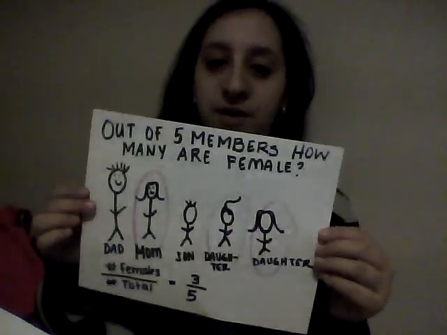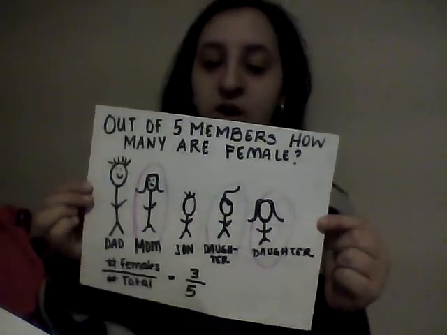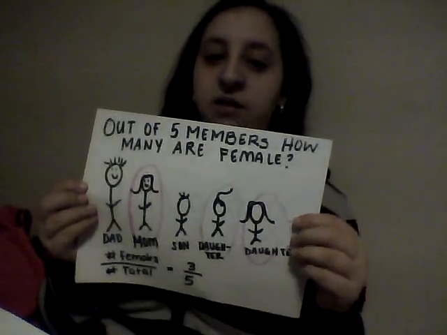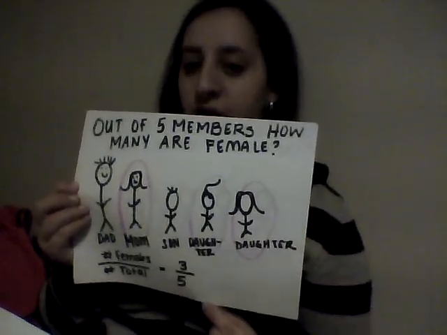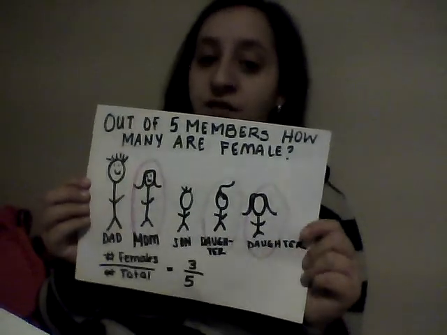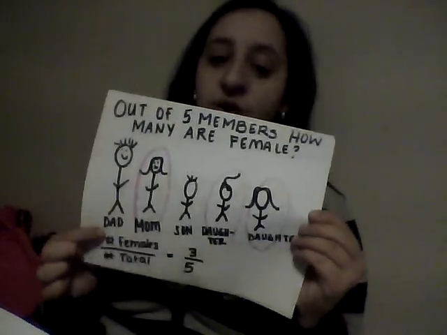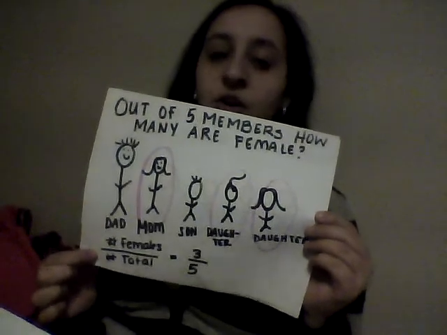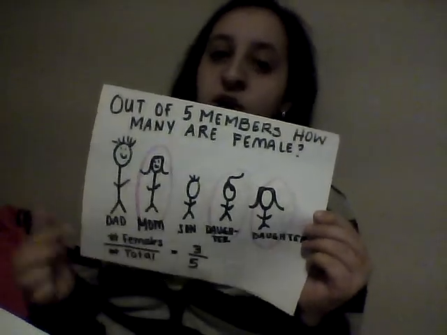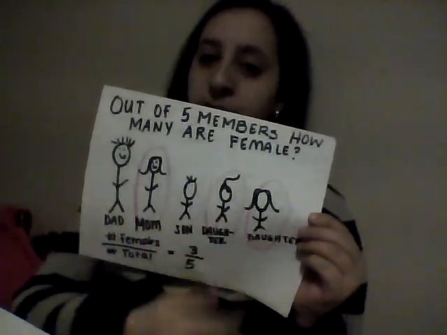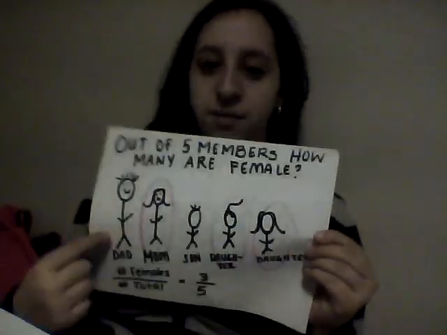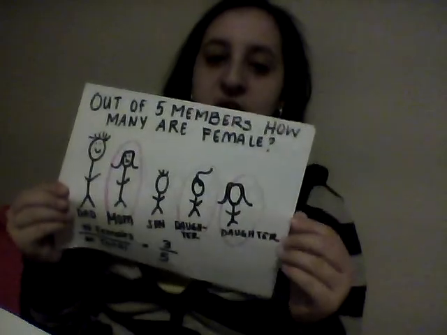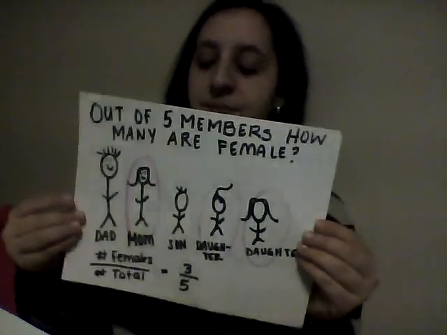Out of the 5 members, how many are females? So the way that I categorize female, if you don't understand what a mom and a daughter is, is through the hair. Girls tend to have longer hair. So to write a fraction, you need to know the total numbers of females and the total number out of the people in the group. So there are 5 people in the family, and out of the females there are 3. They're the 2 daughters and the mother. Therefore, when you write it, you have 3 over 5.